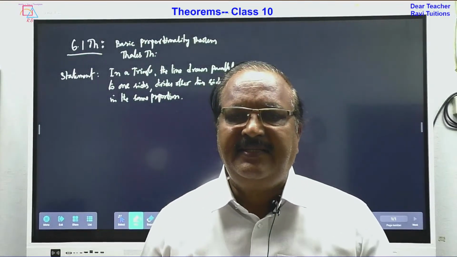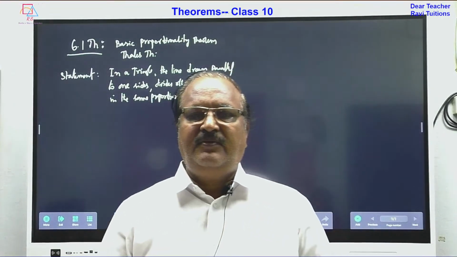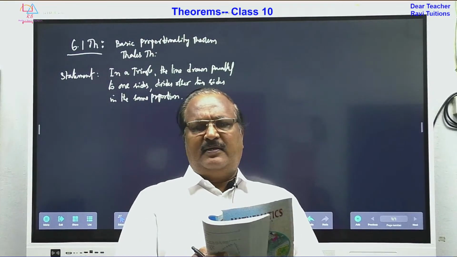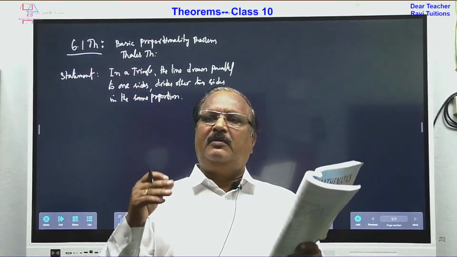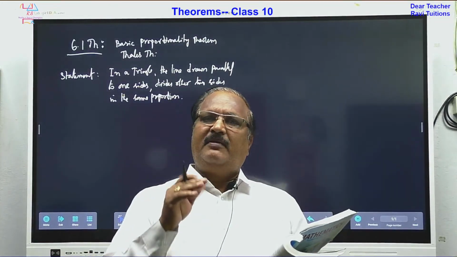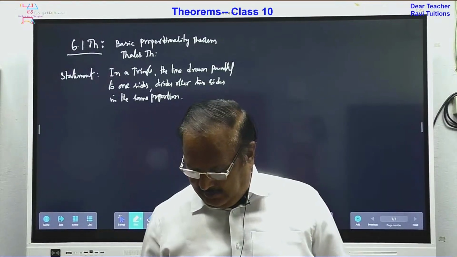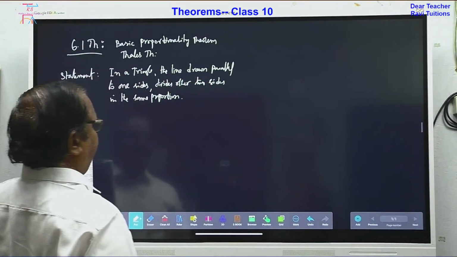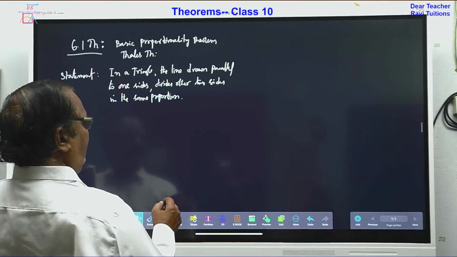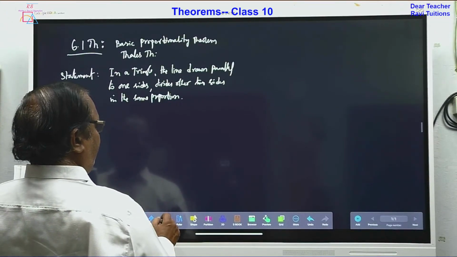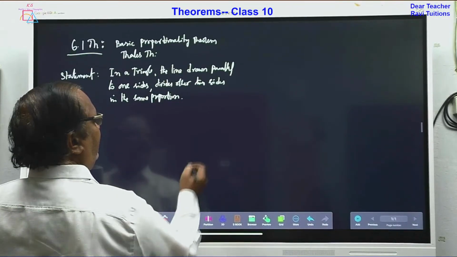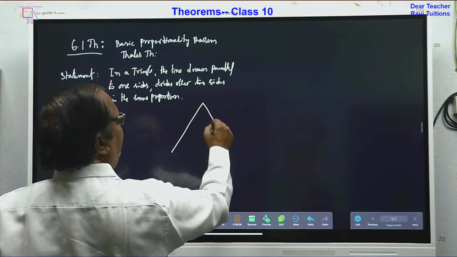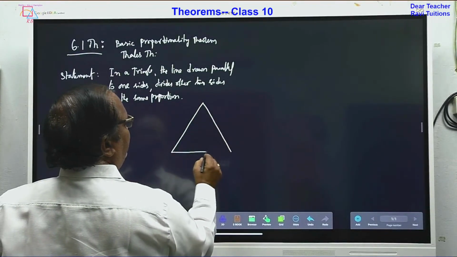So both are the same. Write any statement, but it should give the same meaning, right? Now for this we will draw the diagram. So now I'll remove this because there is no need. Let us draw a triangle. This is a triangle. I am drawing with free hand.